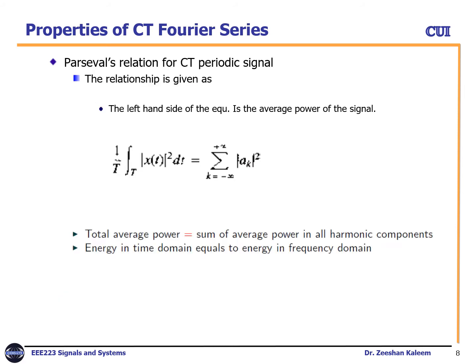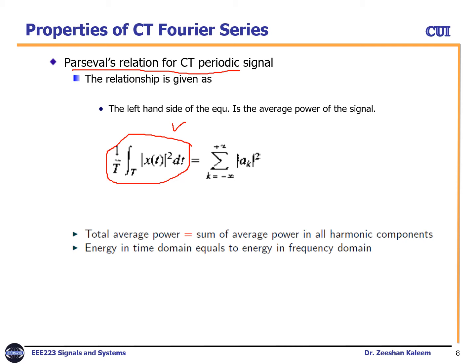The other important concept is the Parseval relation for continuous time periodic signals. What does this equation tell us? Although it looks a bit complicated, it is very simple. The left hand side of the equation, which you are very familiar with, is equivalent to the average power of a signal. Whenever you have a time domain signal, you can take the average power in this way.